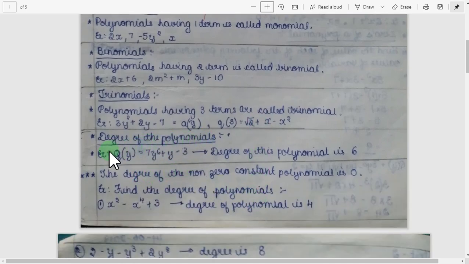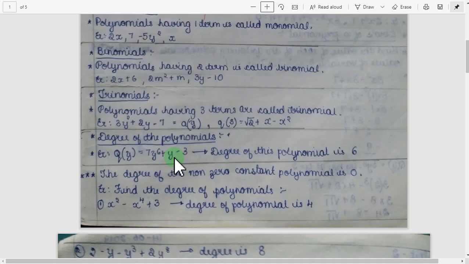Degree of the polynomial. See, this is one polynomial: A of y is equal to 7y to the power of 6 plus y minus 3. Please do a correction: A should be a capital letter as the name, and y should be a small letter. The name, written outside, should be capital. So A of y is equal to 7y to the power of 6 plus y minus 3. This is the polynomial, and it is a trinomial. So what is the degree of this polynomial?